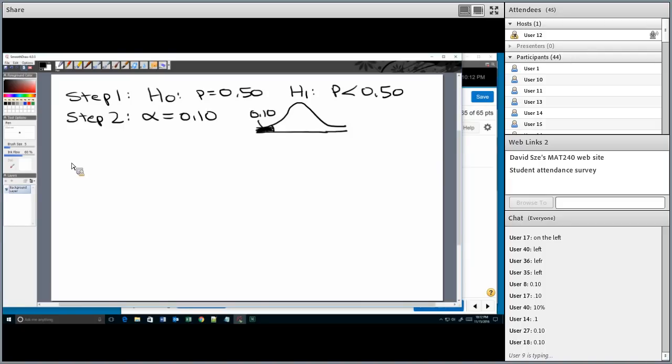Okay, so step 2 is done. Now we're going to do step 3. And step 3 is something new now for you. Remember, step 3 was that I need to find my test statistic. First, I'm going to show you how to do this manually, and then I'll show you how to do this in StatCrunch. And obviously, you're going to like the manual method or the StatCrunch method more.